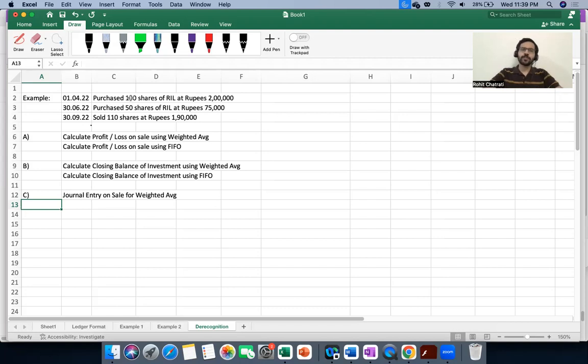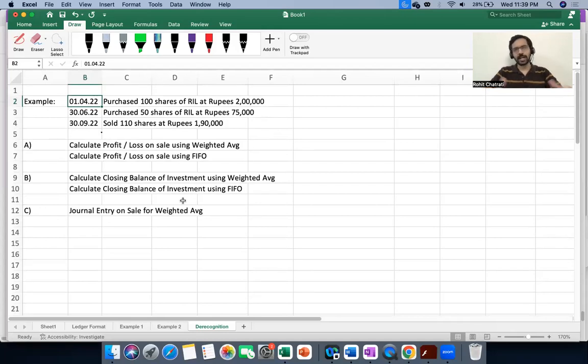Now let us say on the 1st of April 2022, you have purchased 100 shares of Reliance. RIL is Reliance Industries Limited. You have purchased 100 shares of Reliance at say rupees 2 lakhs. On 30th of June, you purchased another lot of 50 shares, an additional 50 shares of Reliance at rupees 75,000. The first 100 shares you purchased at 2 lakh rupees, and the second lot of 50 shares you purchased at 75,000 rupees. Another 3 months later, on 30th of September 2022, you have sold 110 shares at rupees 1 lakh 90,000.